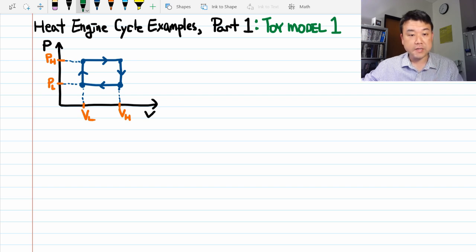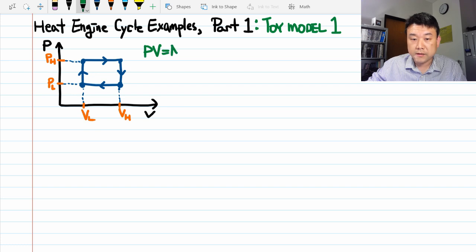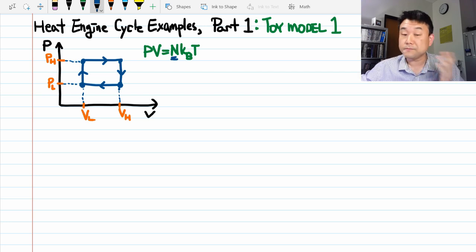And having drawn this diagram, I can tell you that this completely specifies our system. This is through the ideal gas law. Pressure times volume is equal to nKT. Okay, maybe not completely specified. The number of gas molecules is still left as unknown. So if the question were to give you the number of molecules, then it is completely specified. For every point along the cycle, you can actually calculate the temperature.